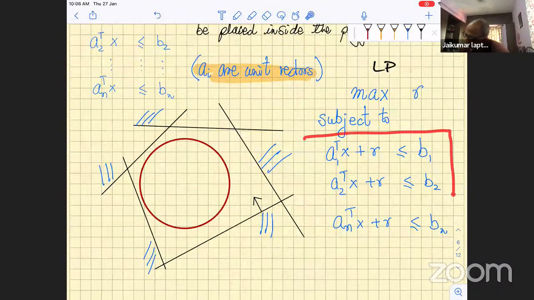So you have this set of equations, and we are trying to maximize r. Okay, and what are our variables here? We are trying to find the center. x is a variable and r is a variable. So once you solve this linear program, it will deliver to you both the center of this disk, and also the radius, the optimum radius.